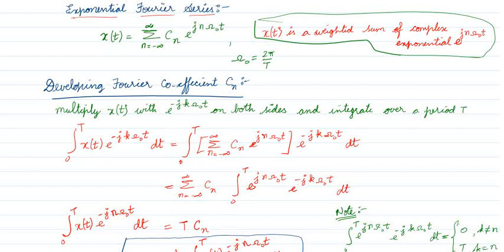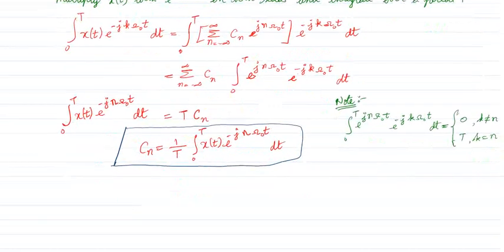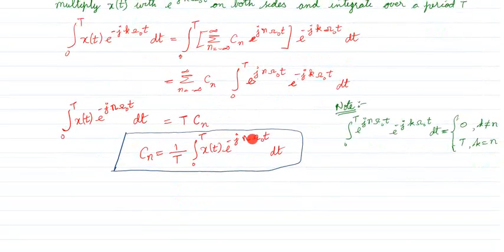So the exponential Fourier series means this is the x of t expression, and this is the c of n expression. This c of n is the exponential Fourier series coefficient, simply I can say Fourier series coefficients.